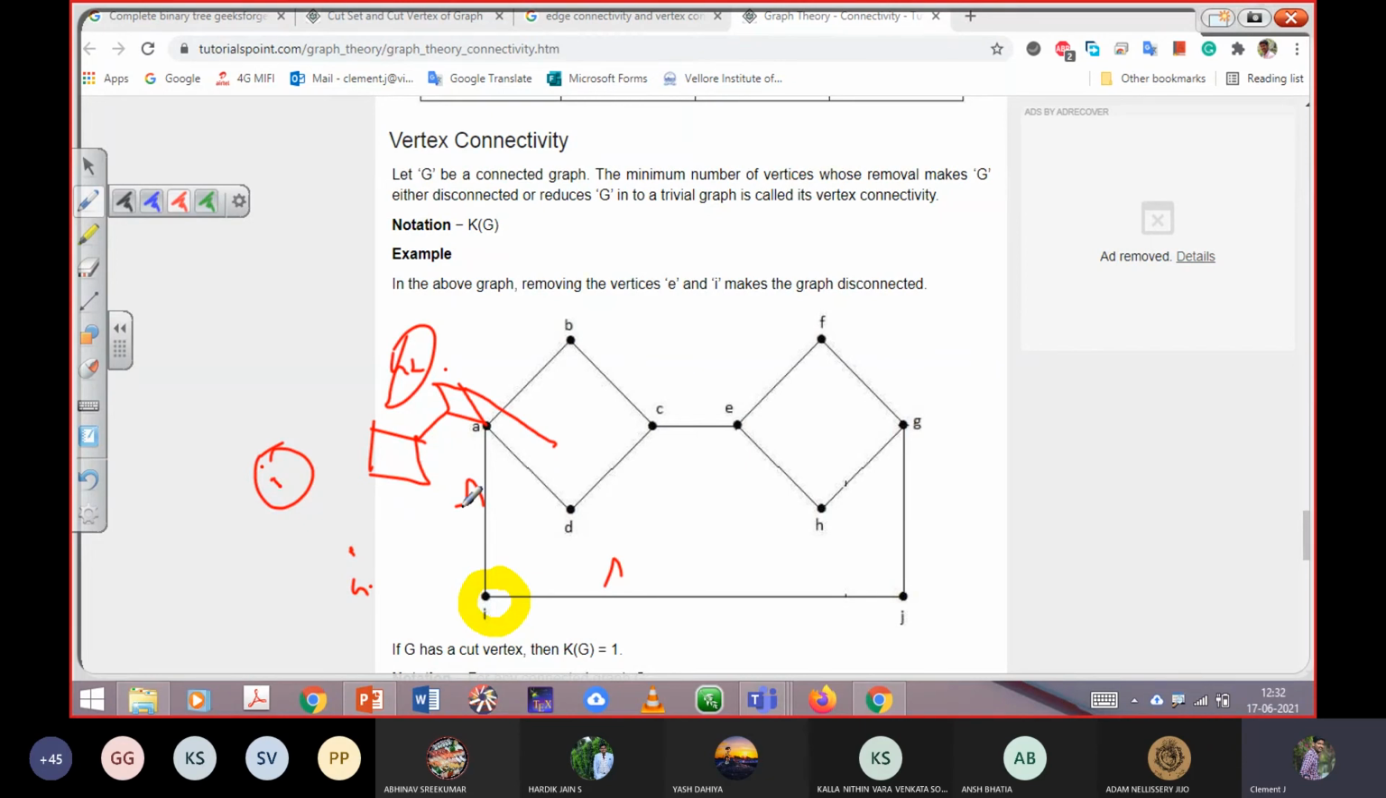Can you get the point I'm saying? But we are removing I, right? So I is not there after removing it. Yeah. Okay, so here, by removing.